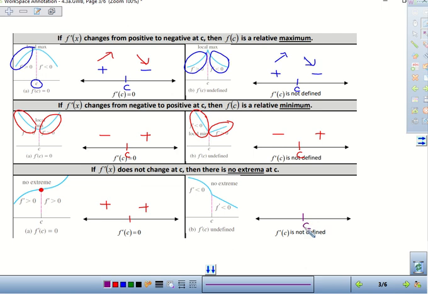All right. And on this side over here, even though they have different slopes, they're both negative. So the main idea is if we go from positive to negative, relative max, negative to positive, relative min, and if you don't change, it's no extreme.